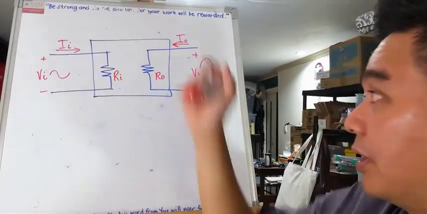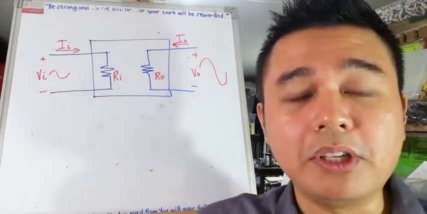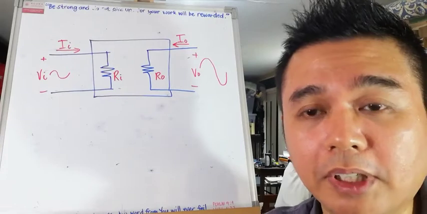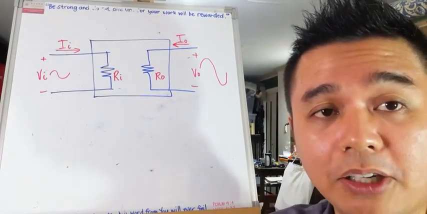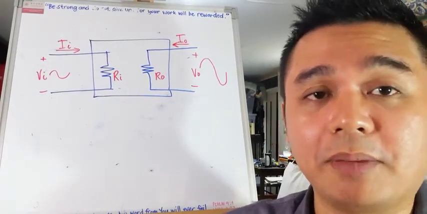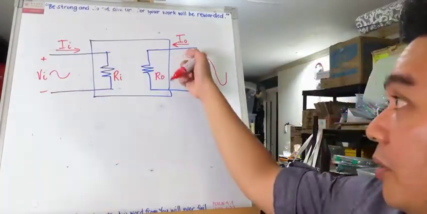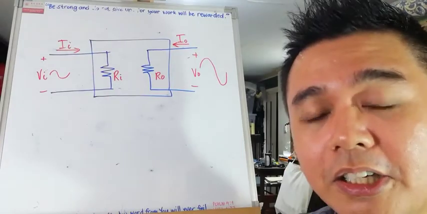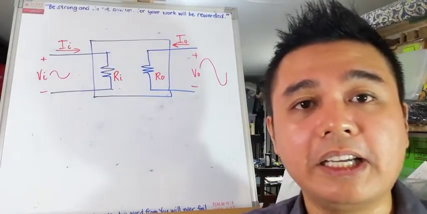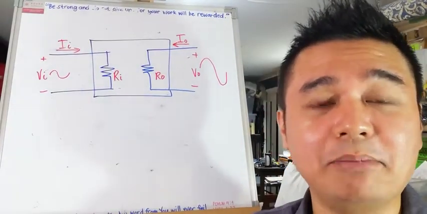The input and output currents, later on when we go to the different configurations, will have specific subscripts. So our I sub I could become I sub E. Our I sub O could become I sub C. So it depends on the configuration that we are analyzing or using.